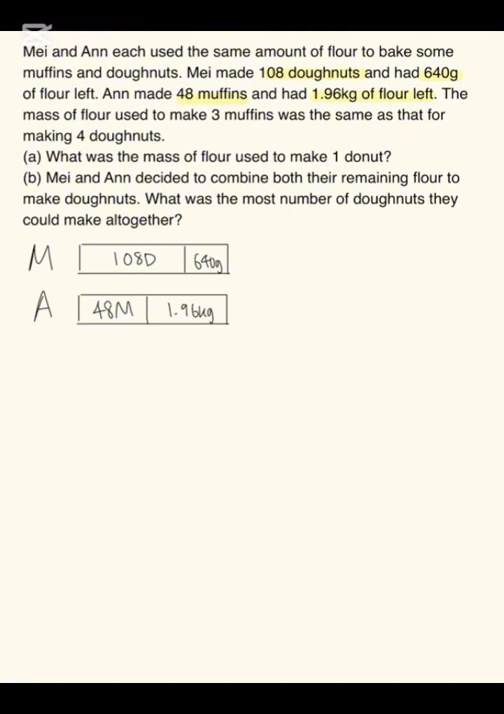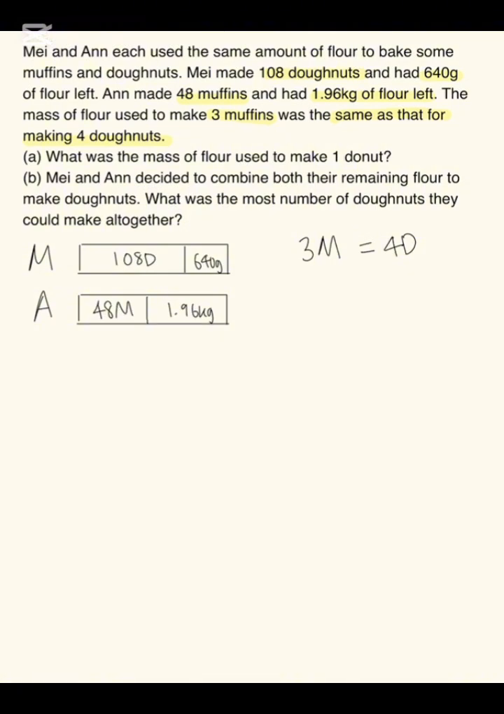Then there's a very crucial piece of information that we need to know. The mass of flour used to make 3 muffins was the same as that for making 4 donuts. What this means is for every 3 muffins I made, I could have used the same amount of flour to make 4 donuts. So for part A, what was the mass of flour used to make 1 donut?